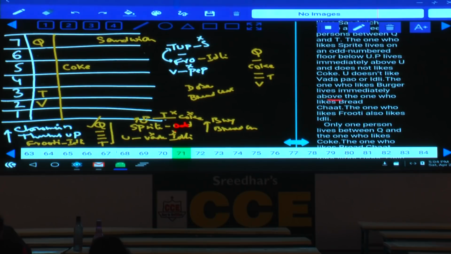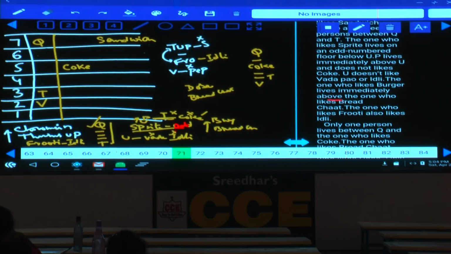And what is the other information we have? Now P and U are adjacent to each other, isn't it? Now the one who likes Sprite lives on an odd number floor. Sprite lives on an odd number floor, and U and P are above this Sprite. Then what are the different possibilities we can have? And it is clearly given that P does not like Coke, isn't it? P does not like Coke.